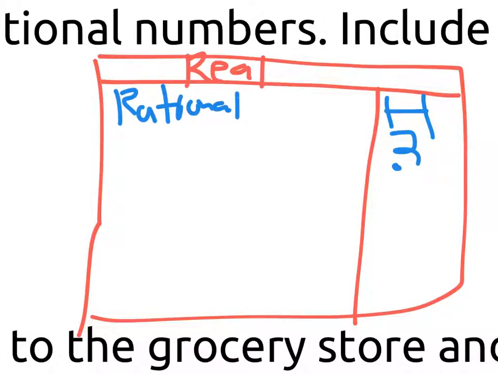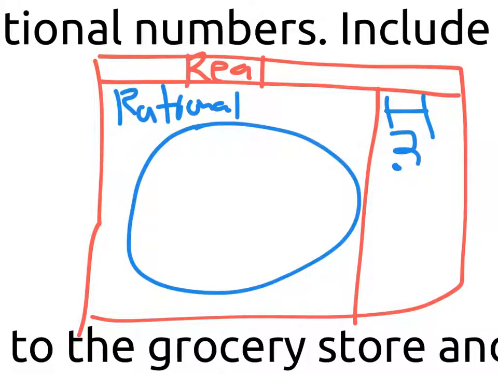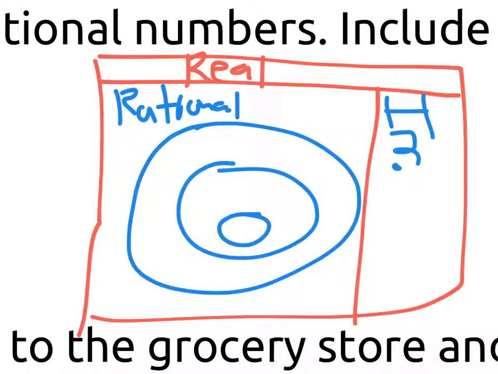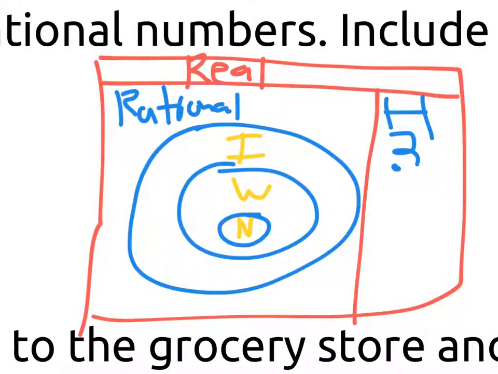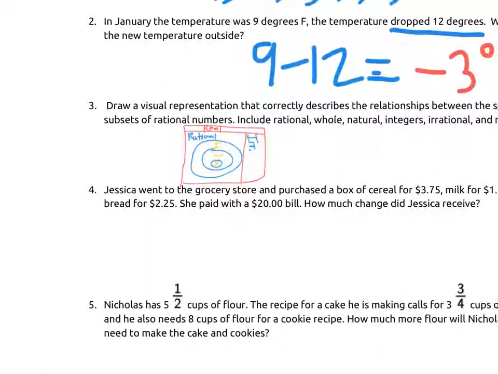So now I'm going to draw my circle. The next circle in from rational would be integers. This would be whole. And then this would be natural. So now I'm just going to go through and label it real quick. So there are my natural numbers, my whole numbers, and my integers, rational, and then real. Hopefully yours look a little bit prettier than mine.